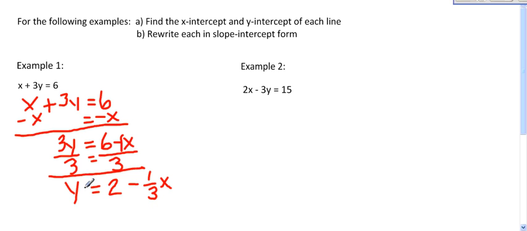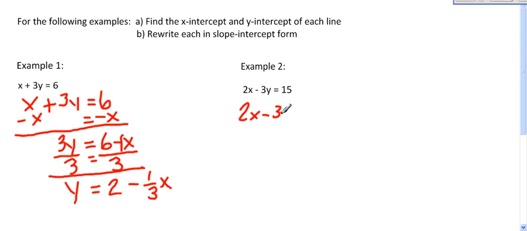Your problem is now in slope-intercept form. Y is by itself. M, your slope, is really negative 1/3, not 1 as it looks up here in standard form. In order to find the slope, it has to be in slope-intercept form. So your slope is negative 1/3. Your intercept is 2.